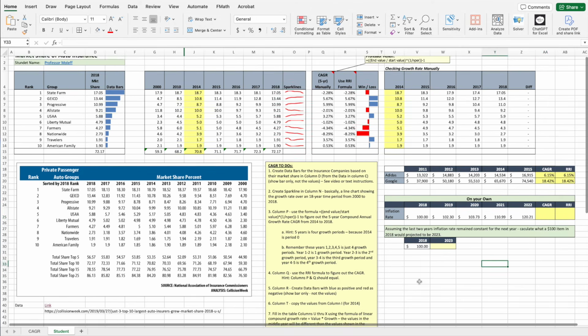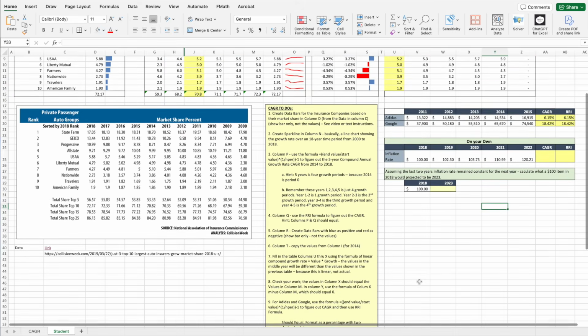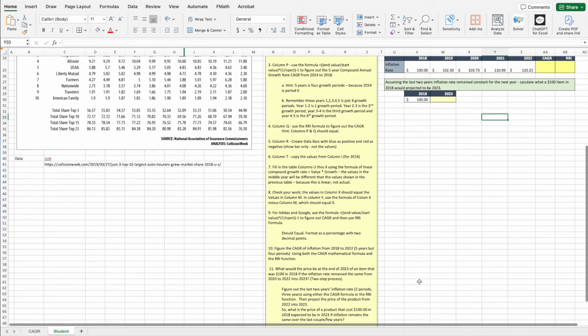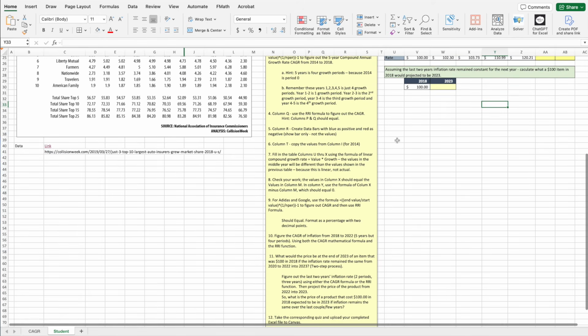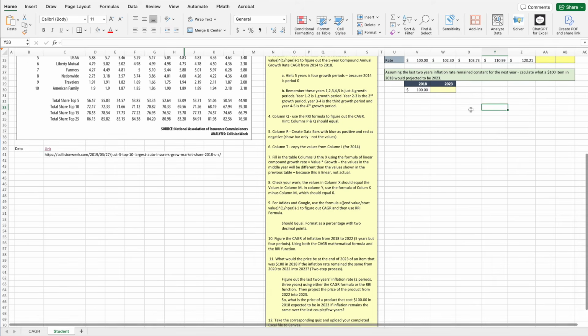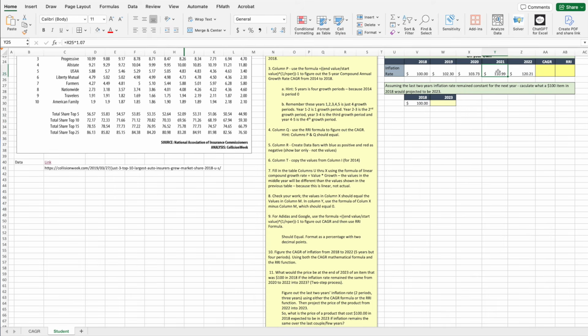And now, after that, you have one more thing, and what we want to do is project into the future. So let me come down here, and assuming that the last 2 years' inflation rate remain constant for the next year. So we're looking at the inflation rate of 2021 and 2022. Remain constant. Calculate what that $100 item would be. That was $100 in 2018. Project what it would be in 2023.